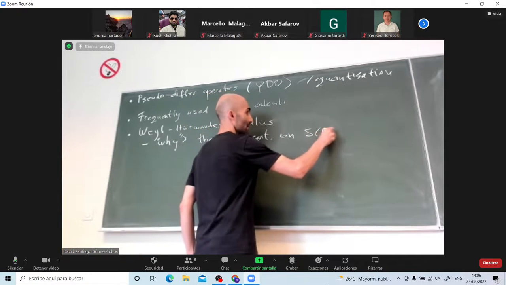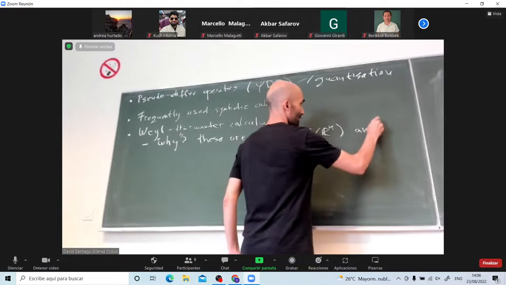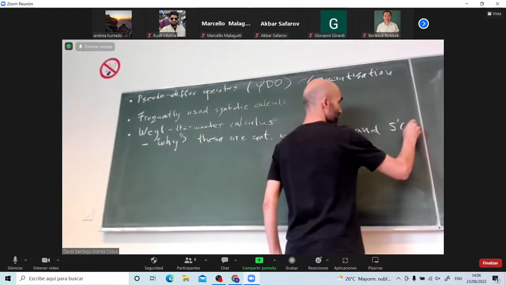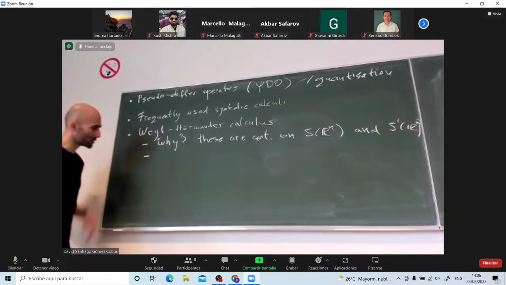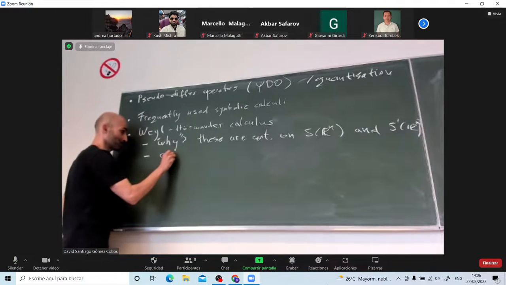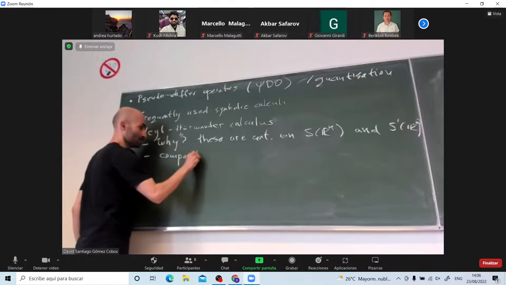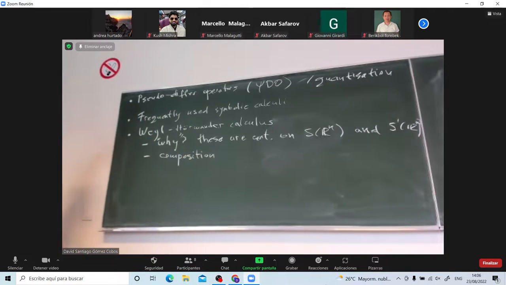So why, in a certain sense, these are continuous on S(R^n) and S prime, and also about the composition. Hopefully, I will do this today.